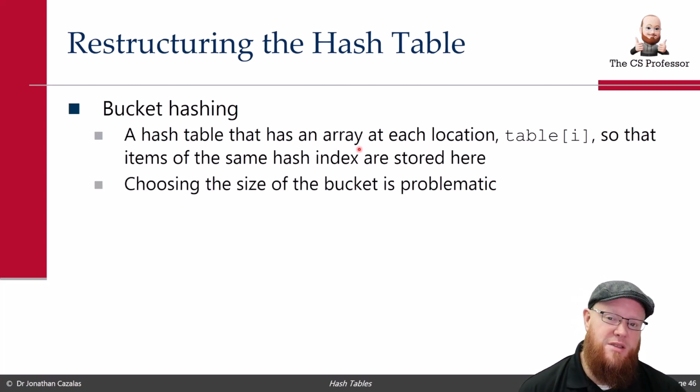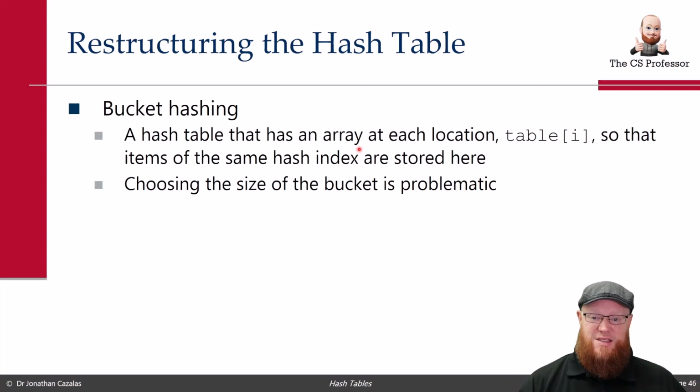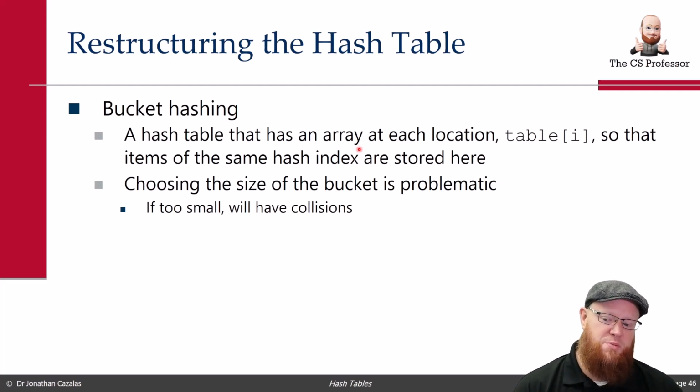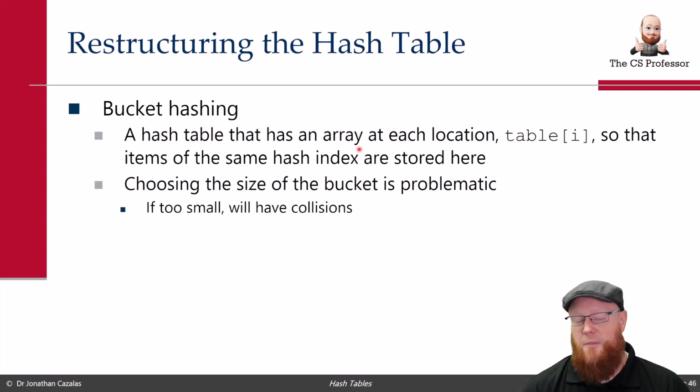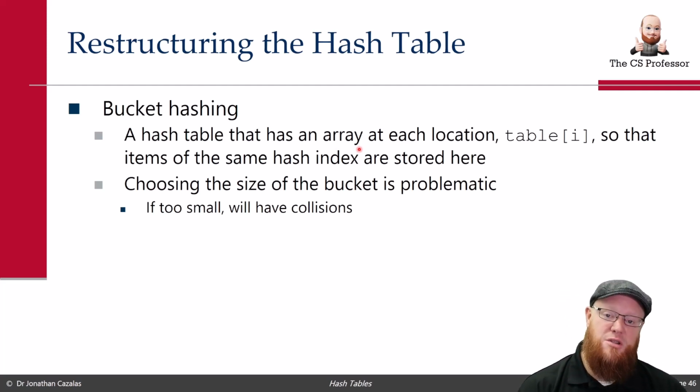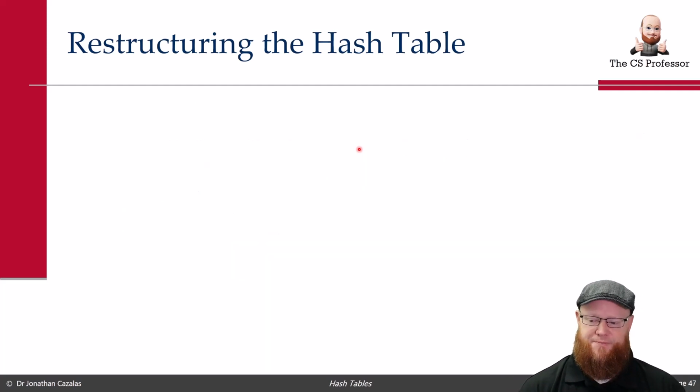The problem with this is that choosing the bucket size can be challenging, because if you make that bucket size, that second dimension of the array, too large, you're back to wasting space. That's what we're trying to avoid in the first place. But if you make it too small, you're going to end up having collisions, because that bucket's going to fill up. And now you have to go back to one of those open addressing schemes where you're doing linear probing, quadratic probing, or double hashing.